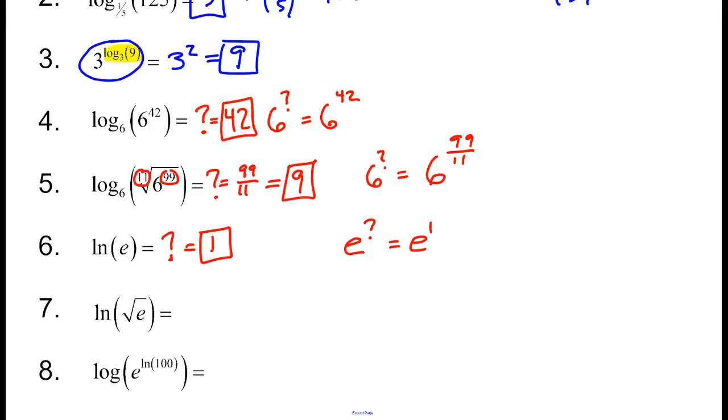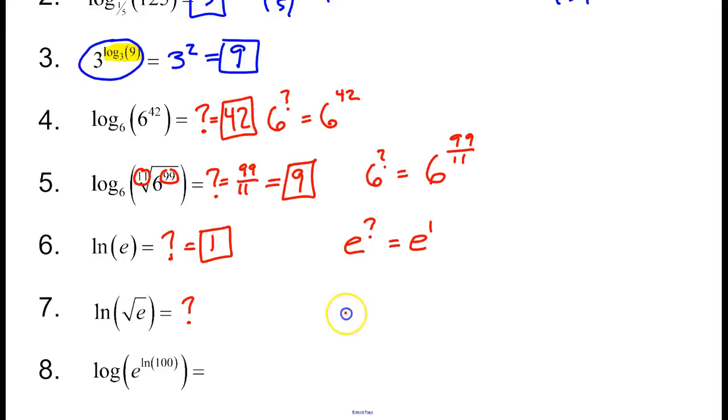Question 7 here is a little bit tougher. What exponent do I have to put on e to give me the square root of e, or e to the 1/2 power? 1/2.